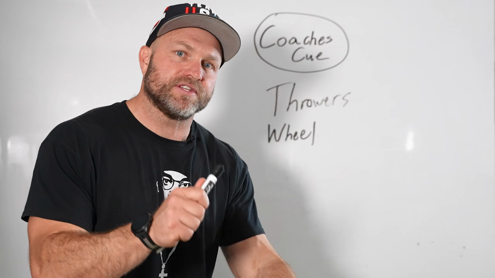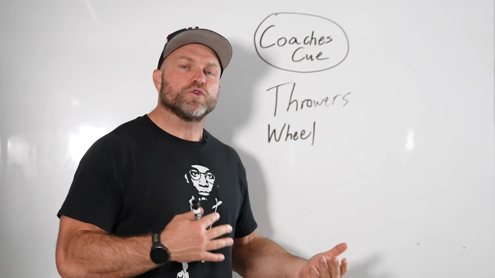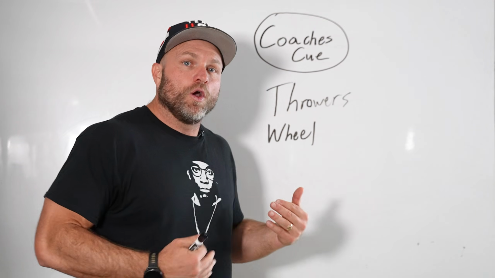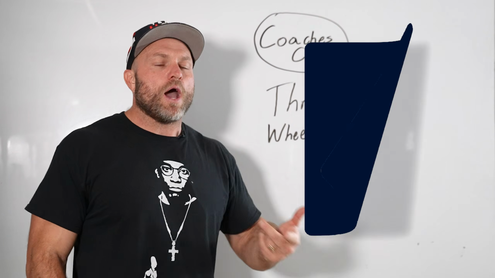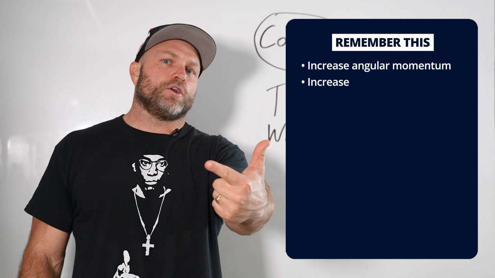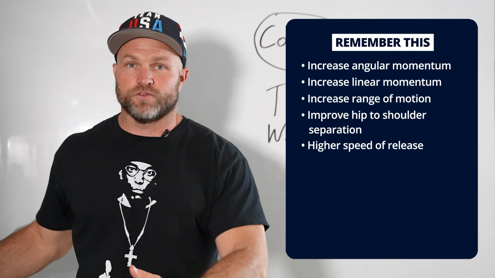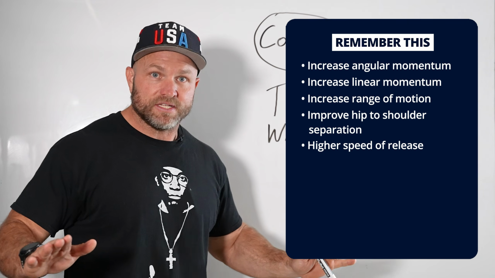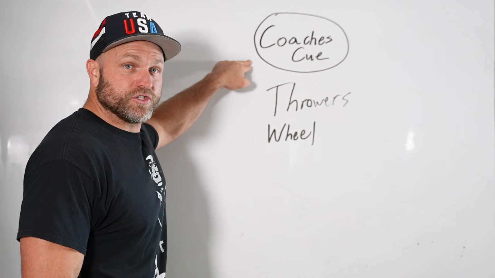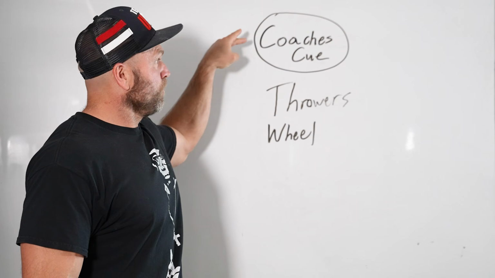Is it angular? Is it linear? Is it range of motion? Okay, that's it. It's simple. So when we're trying to make an improvement with a thrower, and I have a thrower say something to me, I immediately go, how is this increasing angular momentum, linear momentum, or range of motion? Because ultimately that's what's going to lead to better hip to shoulder separation, which will lead to a higher speed of release, which will lead to a longer throw. Period. It's that simple.